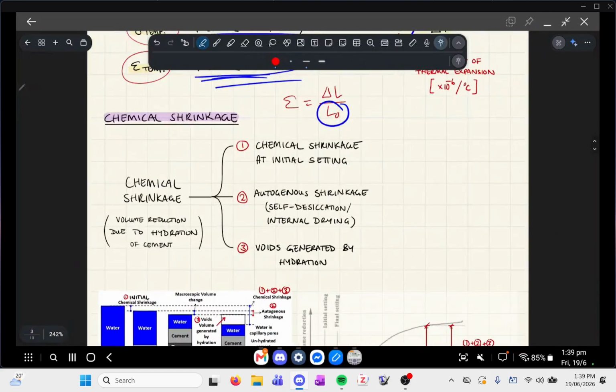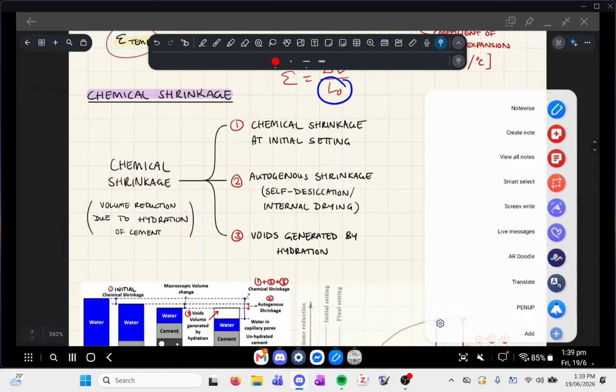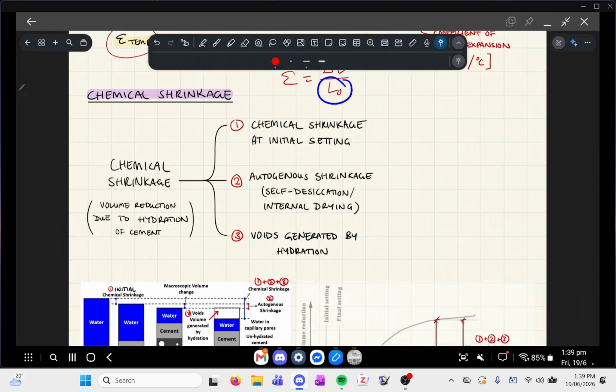Okay, let's talk about chemical shrinkage. So chemical shrinkage can be defined as the volume reduction due to hydration of the cement. So remember, you've got your alite and belite and all these cement minerals, and then when you add water, they get hydrated, and there are chemical reactions that happen. The idea is that because of this chemical reaction, there's going to be some amount of volume shrinkage in our concrete, okay?